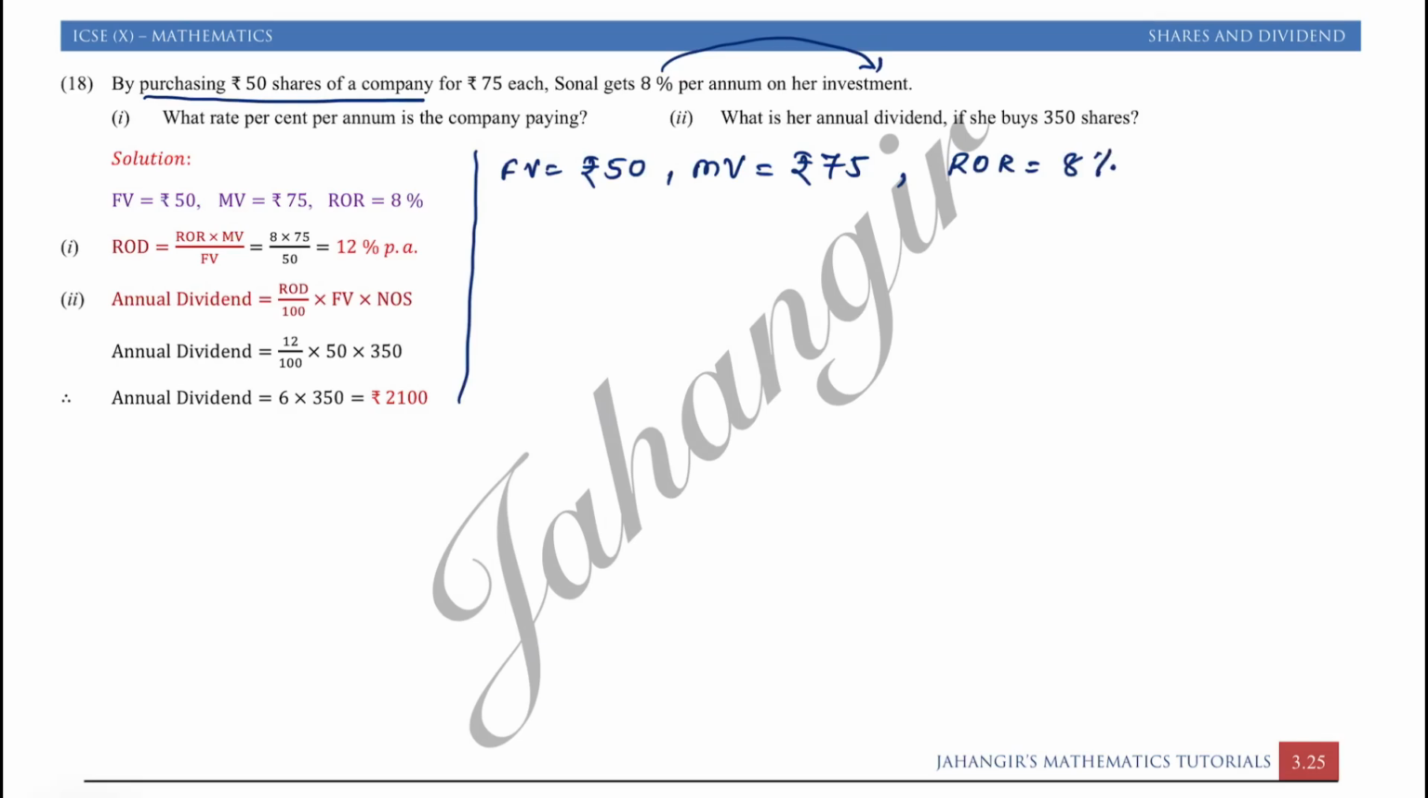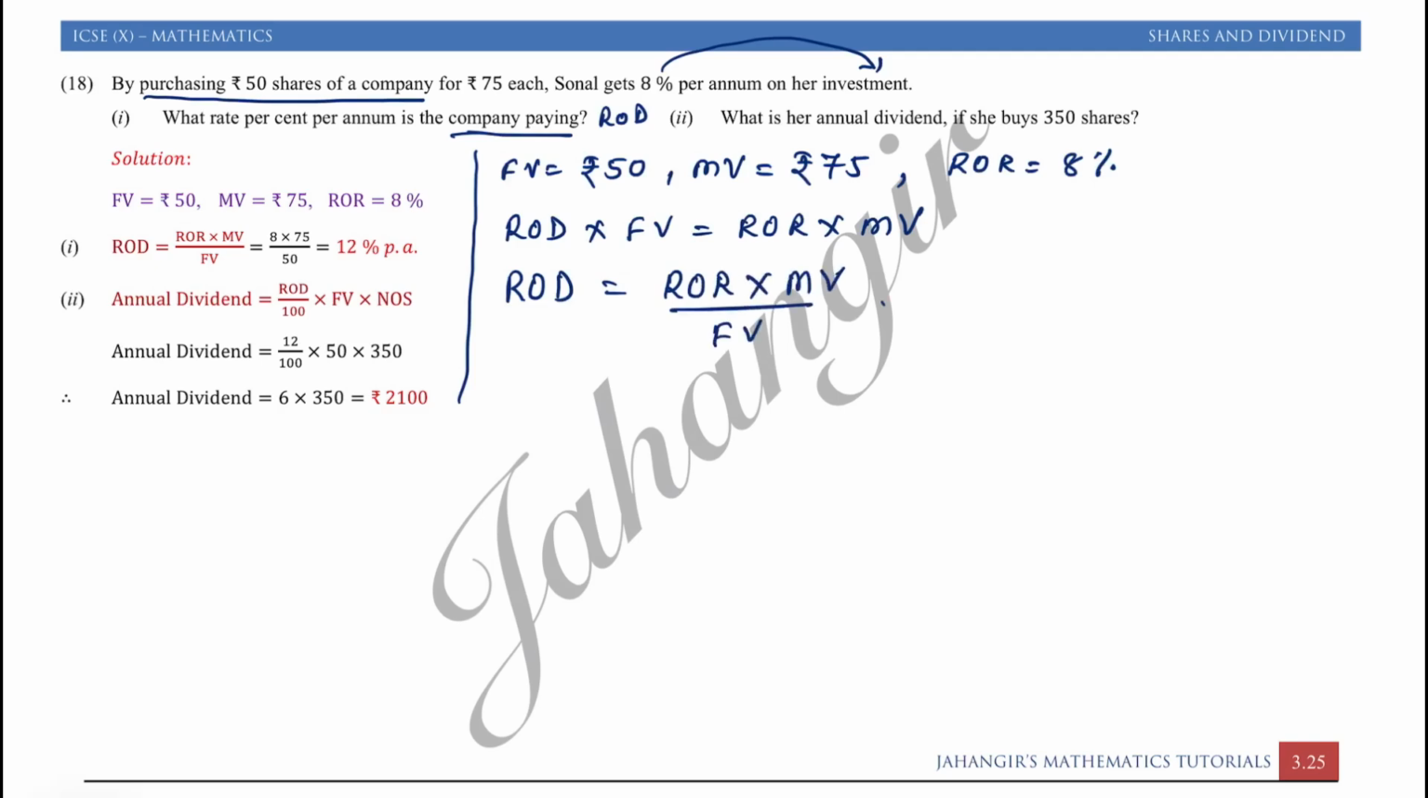At what rate percent per annum is the company paying? Whatever the company is paying is the rate of dividend. So we can use ROD into FV is equal to ROR into MV. So ROD is equal to, what is it? ROR into MV upon FV.